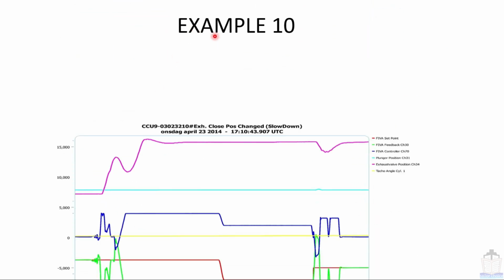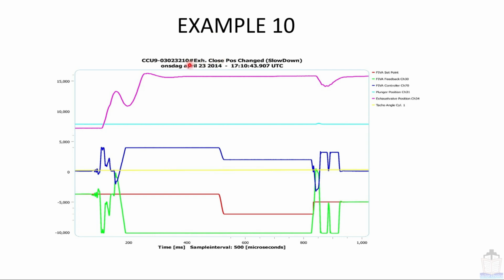Now next example number 10. Here the alarm is exhaust close position change. Marker line is not given.